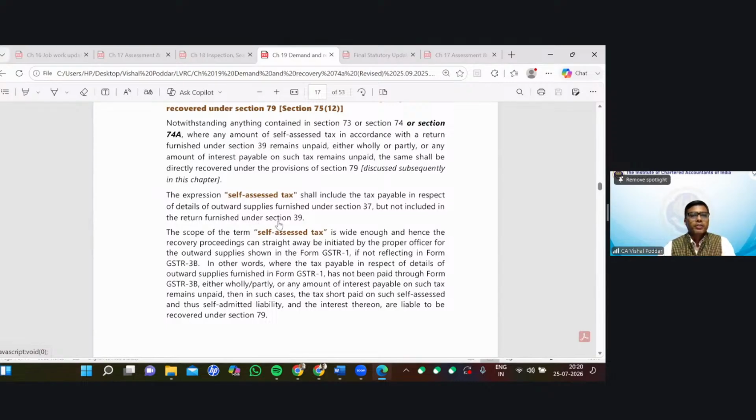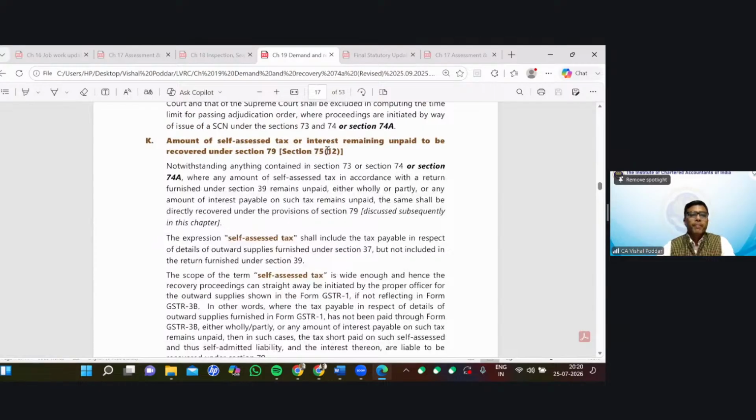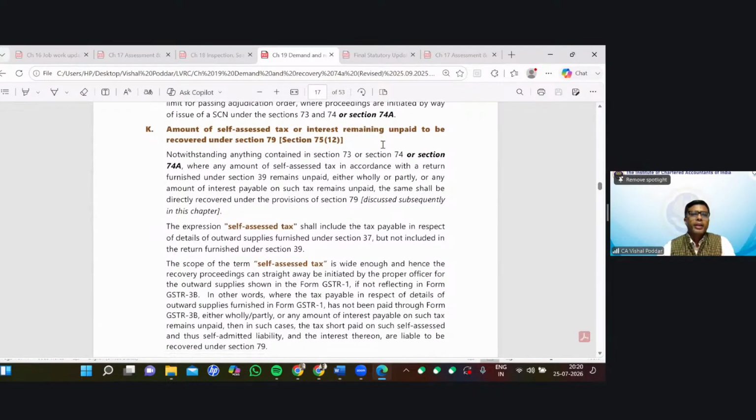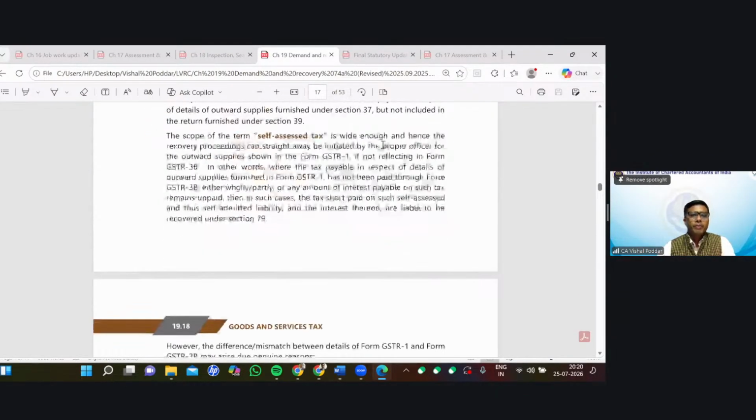So what is self-assessed tax? You disclose an invoice, you disclose a sale, you disclose a supply in GSTR 1, but you did not pay the tax in 3B. This is what is self-assessed tax. Now what is given? So wherever there is self-assessed tax, that will be recovered along with interest. So self-assessed tax has to be recovered along with interest, and that will be recovered in accordance with section 79.